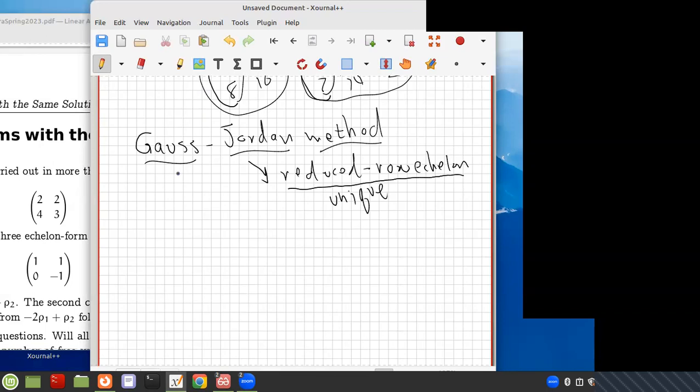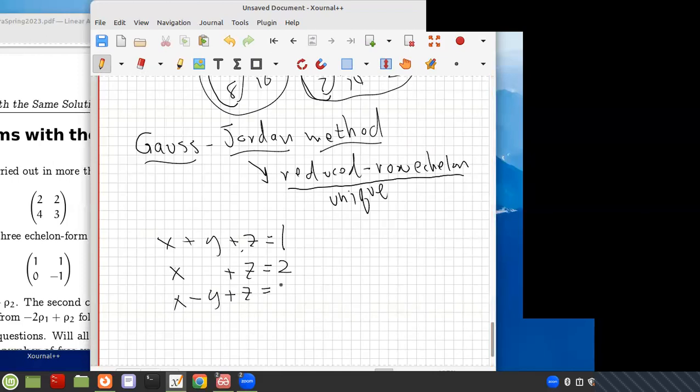So there's a procedure here that we're going to focus on. Let's just take a linear system, maybe one that's not so complicated. Let's just do x plus y plus z equals 1, and x plus z equals 2, and x minus y plus z equals 3.